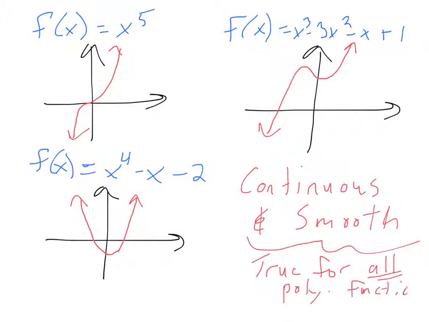And that's really important, as we'll see later on. So all polynomial functions are continuous and smooth. Okay, the last thing we want to do today is talk about zeros of a polynomial function.